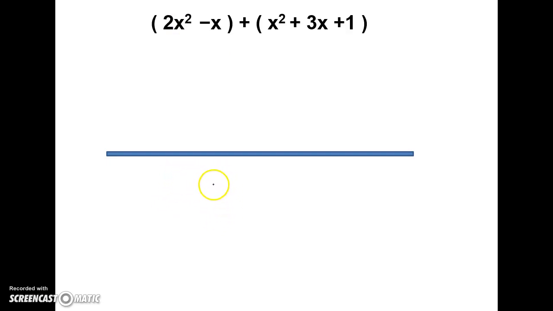You can try this next one on your own. Why don't you go ahead and pause and try this one. See if you can come to the correct solution. All right, hopefully you paused because I'm going to go through this. So again, I'm going to group my x squareds together.